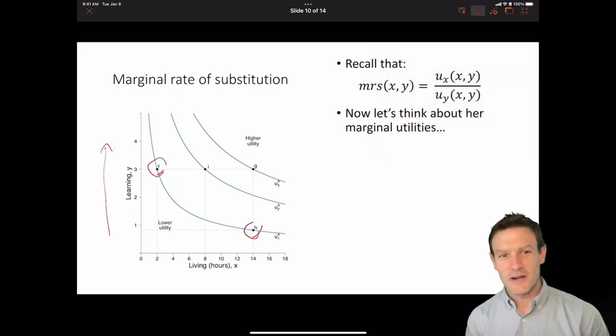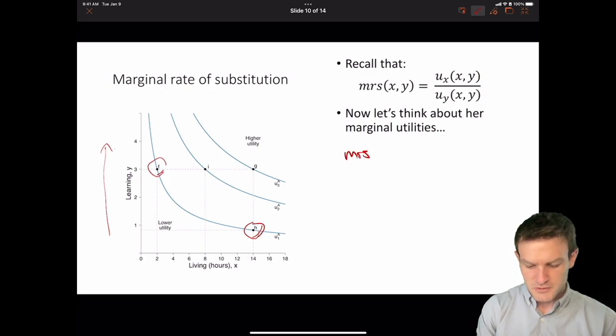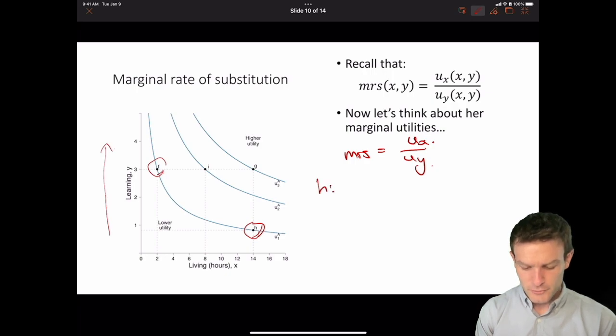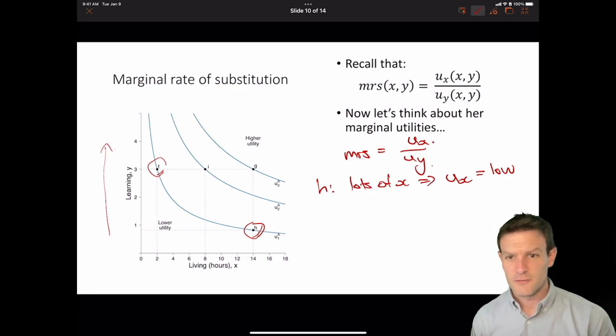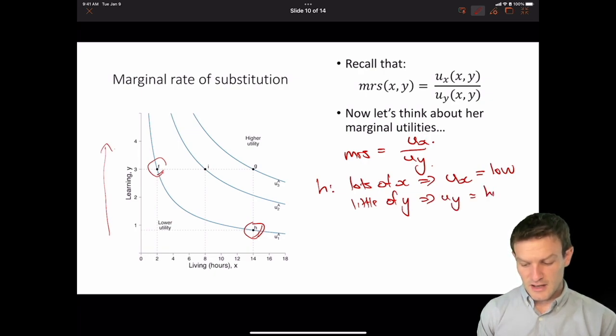Okay, so you already thought about point H, and I've now told you to think about point H. So what do we know? We know that our marginal rate of substitution is equal to the marginal utility of x over the marginal utility of y. Okay, now here's the thing. At point H, what do you have? You have lots of x. So what does that imply? It implies that the marginal utility of x is low. You've got lots of x, therefore your marginal utility of x is low. What you also have, you have little y. That implies the marginal utility of y is high.